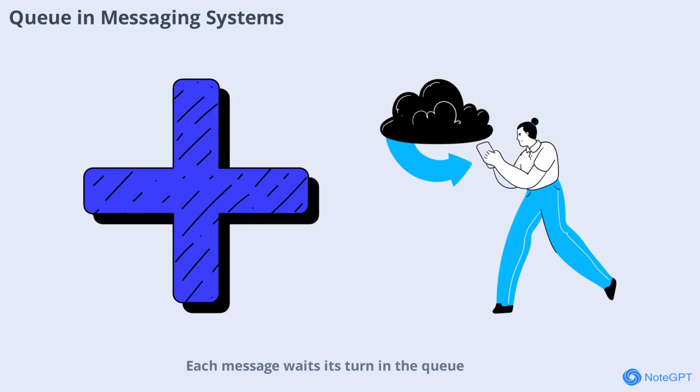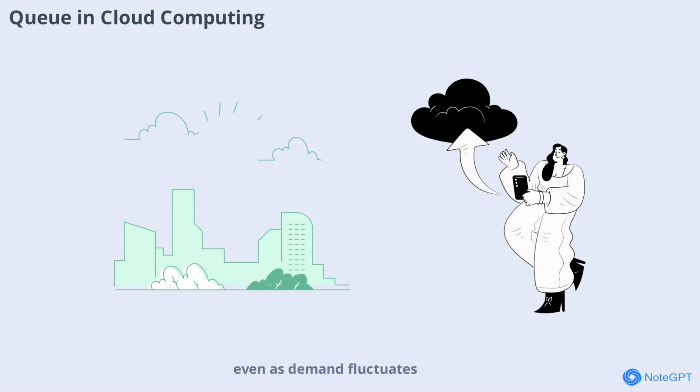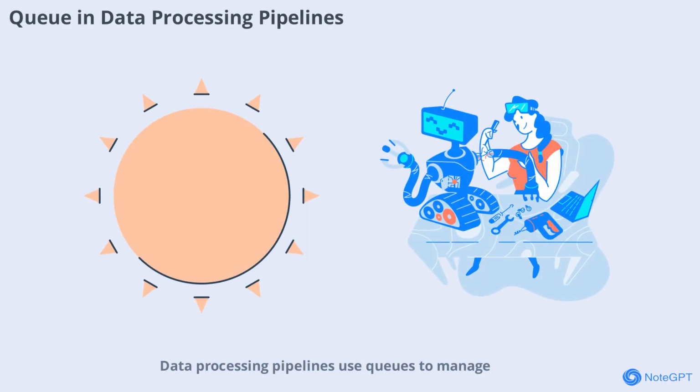Each message waits its turn in the queue, ensuring that communication is orderly and reliable, even during peak usage times. Cloud computing platforms use queues to manage tasks across distributed systems. By organizing jobs in queues, cloud services can balance workloads, scale resources, and ensure that tasks are completed efficiently, even as demand fluctuates.